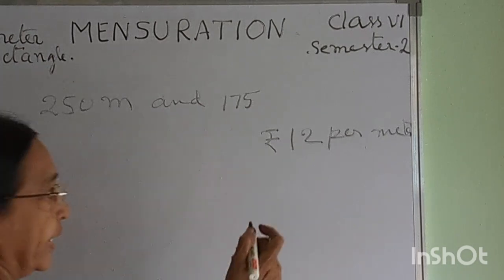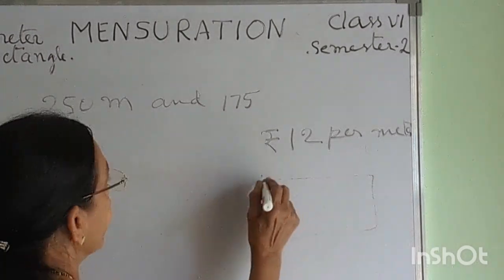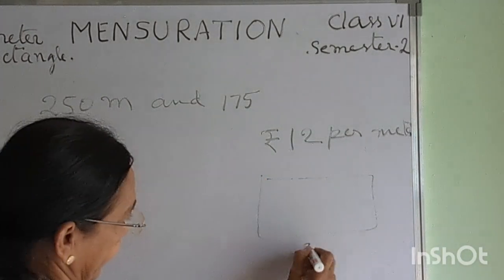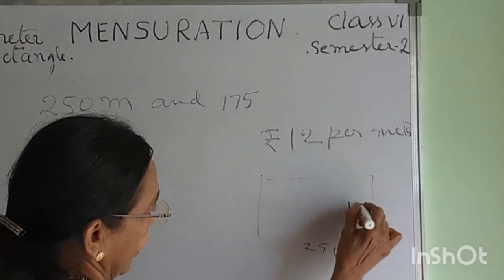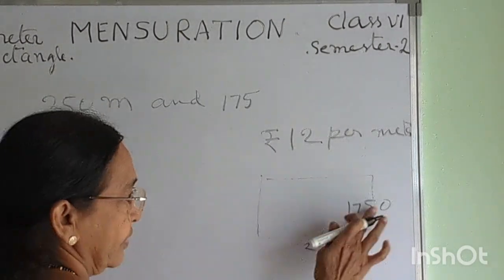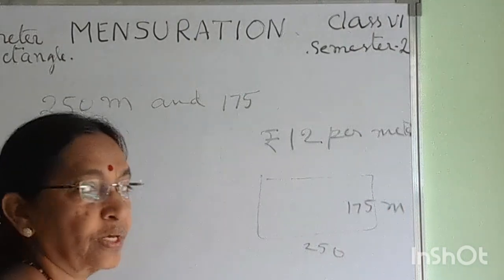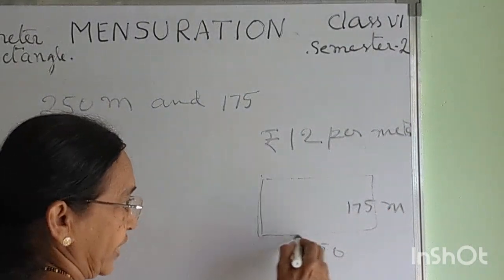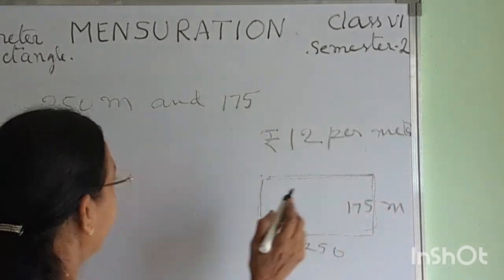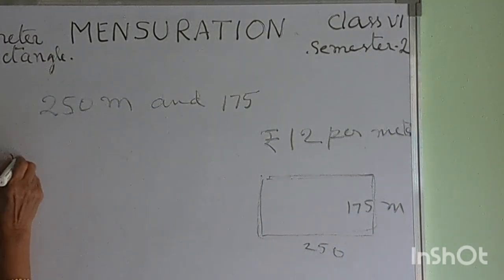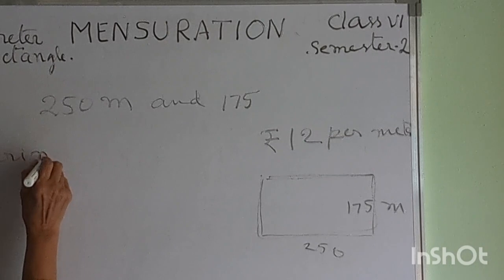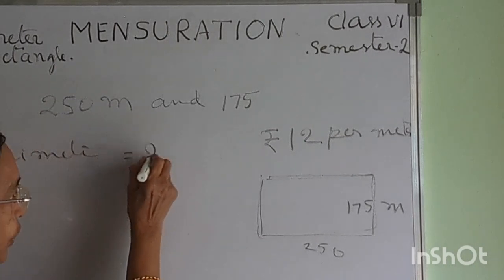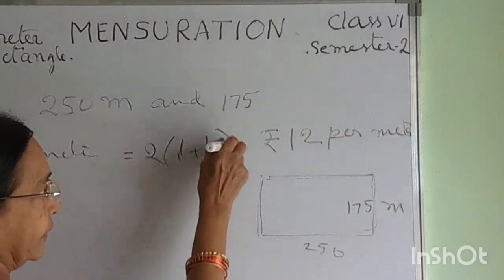So there is a rectangular park like this. Its length is 250 meters and breadth is 175 meters. So he wants to fence it. So we have to find the perimeter of the park. Perimeter of the park is equal to 2 into L plus B.